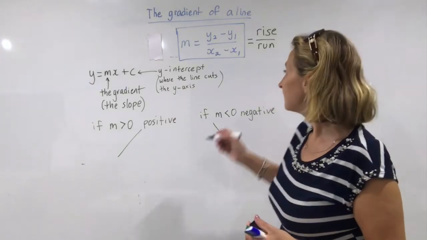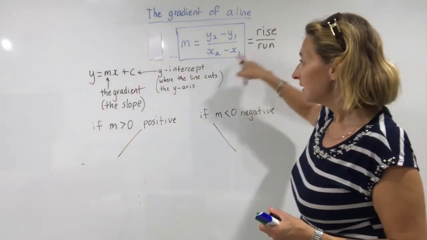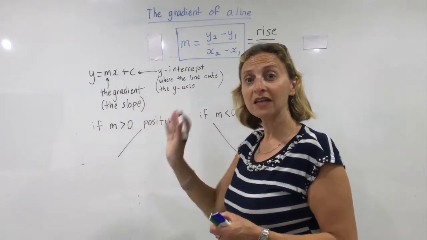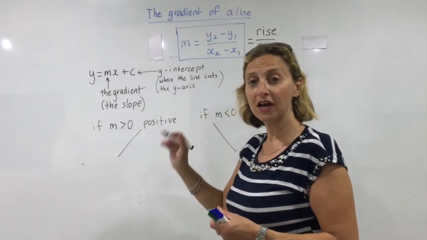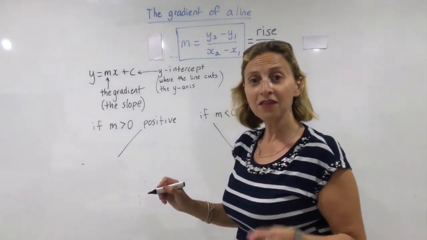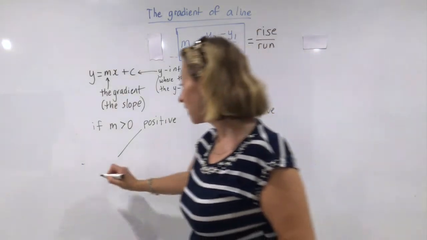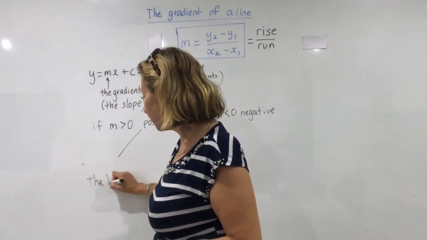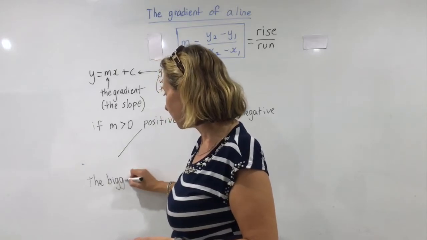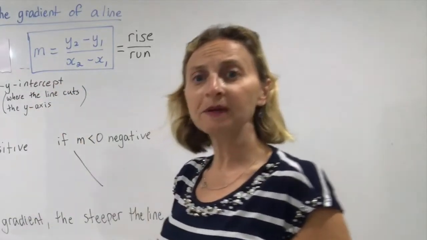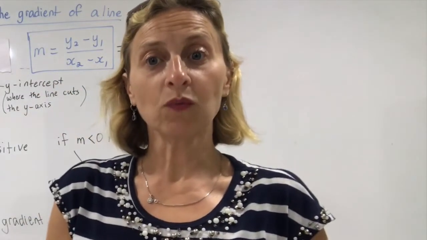The gradient is the rise over the run. It's the slope. It tells us how steep the line is. And the bigger the gradient, the steeper the line. So that's a little bit of a summary of gradient and what you already know.